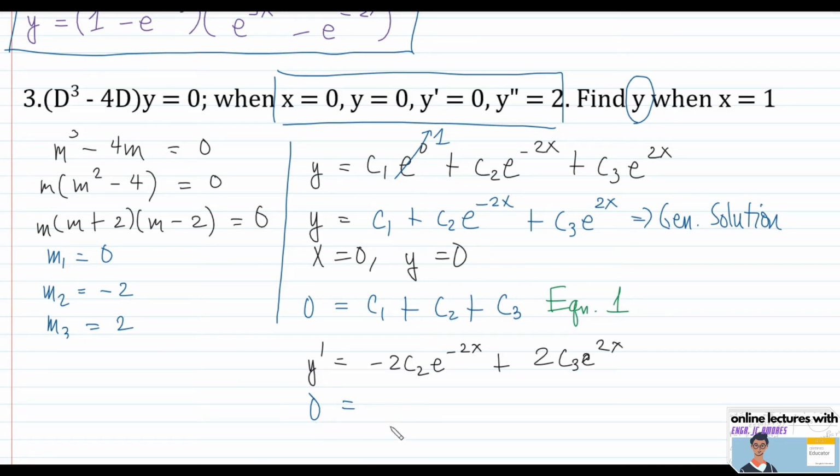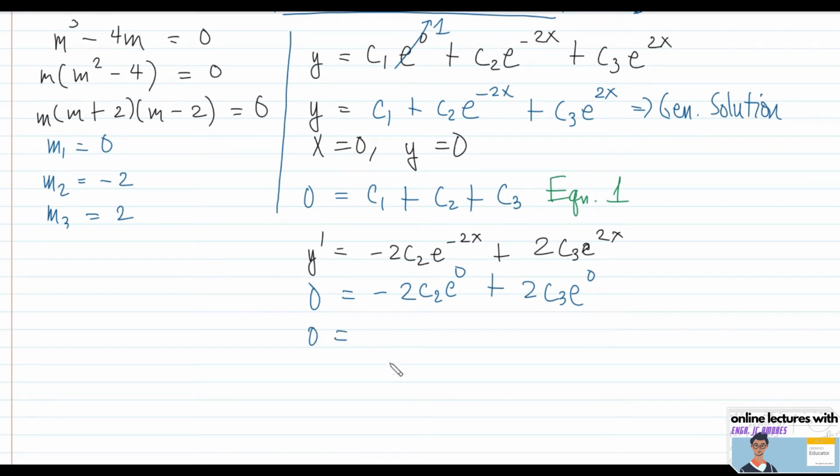So we have y prime is 0, negative 2 c sub 2 e raised to 0 plus 2 c sub 3 e raised to 0 again. So if you simplify that, you'll have negative 2 c sub 2 plus 2 c sub 3. And we can actually divide by 2, or multiply by 1 half, and we will have 0 is equal to negative c2 plus c3. Okay, and that would be our equation number 2. So we have equation 1 and equation 2 here.